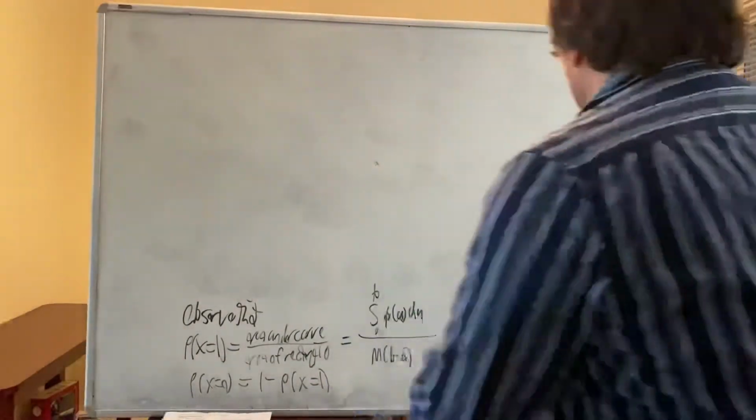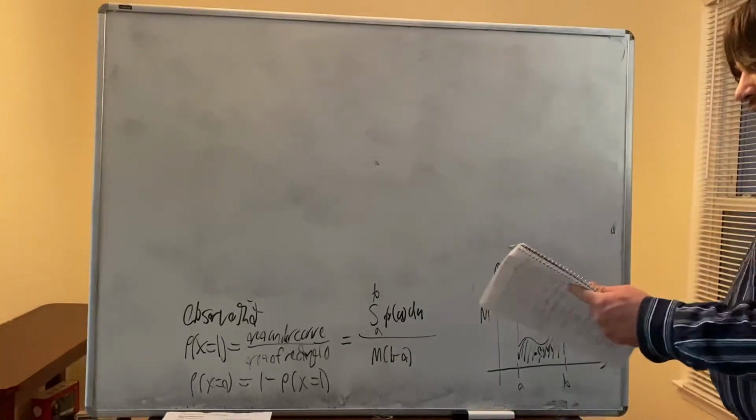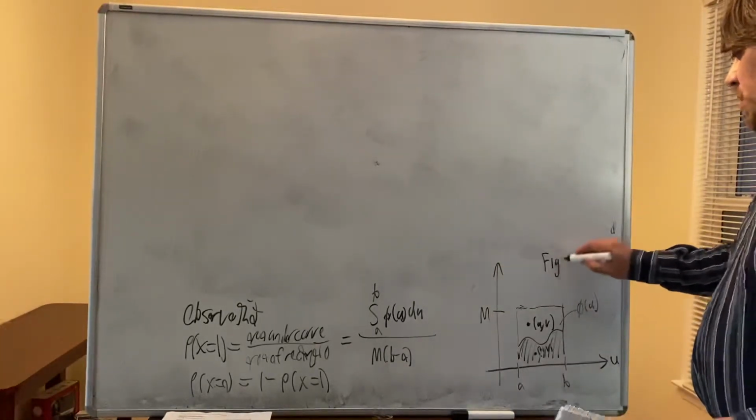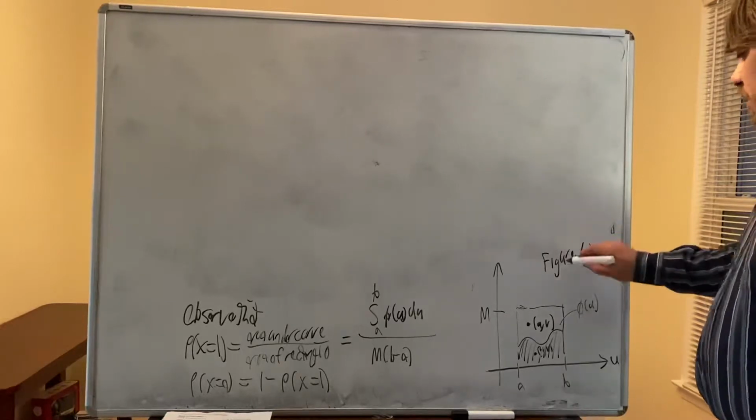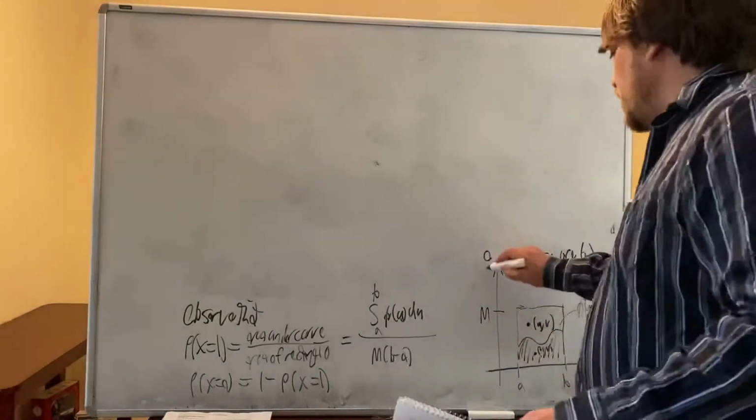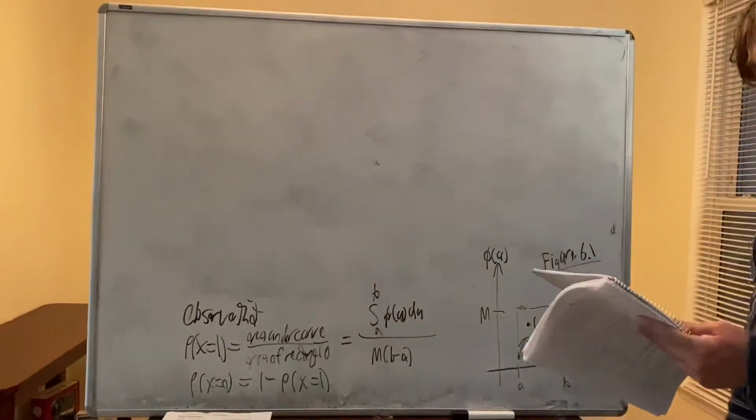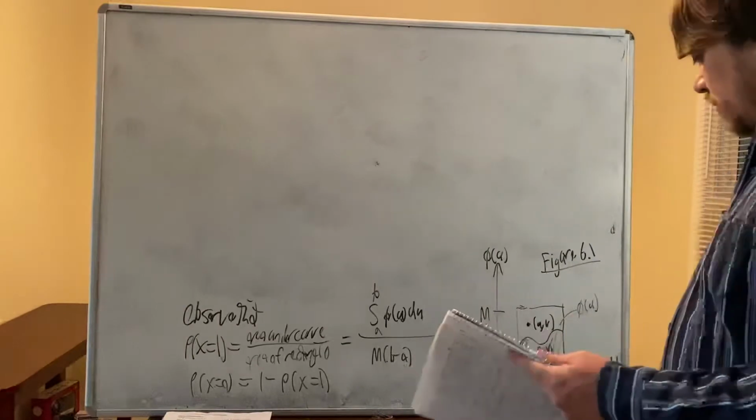We have this picture. In the book, there's a similar picture, figure 6.1 in this section. This axis is the phi of u axis, because that's the value of phi of u. That's capital M. Good.